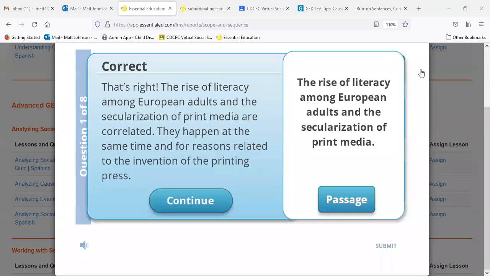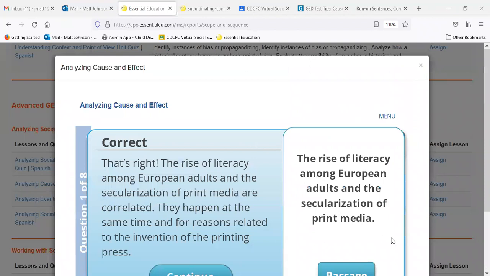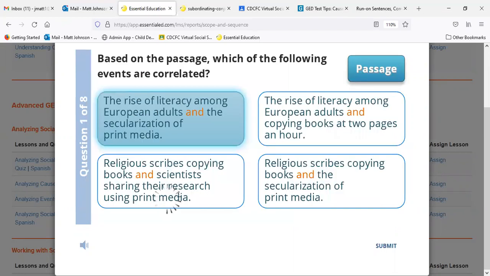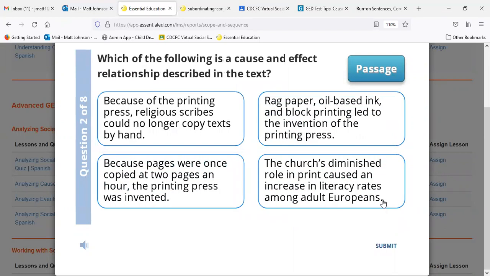Whatever problems Rachel may have had this morning, it may have actually been the network or Zoom and not necessarily on her end. All right, and going to the next one. So which of the following is a cause and effect relationship between the text?